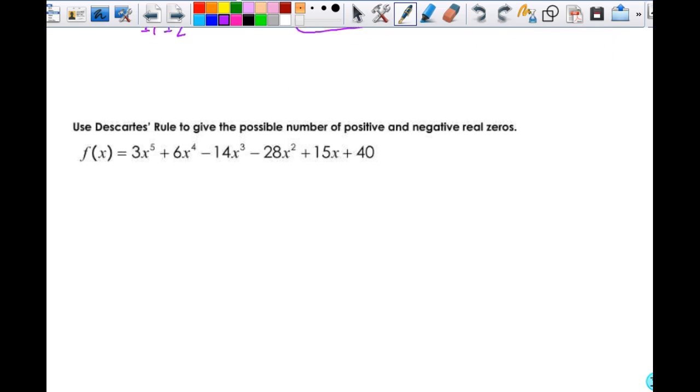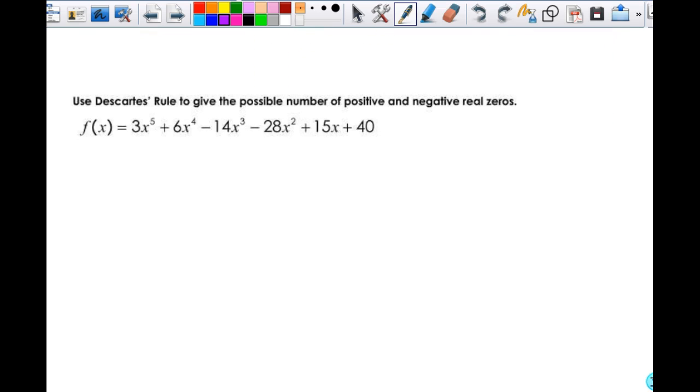Okay, so now we're going to use Descartes' rule of signs to give the possible number of positive and negative real zeros. So I have f of x. I'm also going to need f of negative x. Remember, that is very easy to find. All you have to do is change the sign on every term that has an odd exponent. So it'll be negative 3x to the 5th plus 6x to the 4th plus 14x cubed minus 28x squared minus 15x plus 40. You never change the sign on the constant term because it is constant.